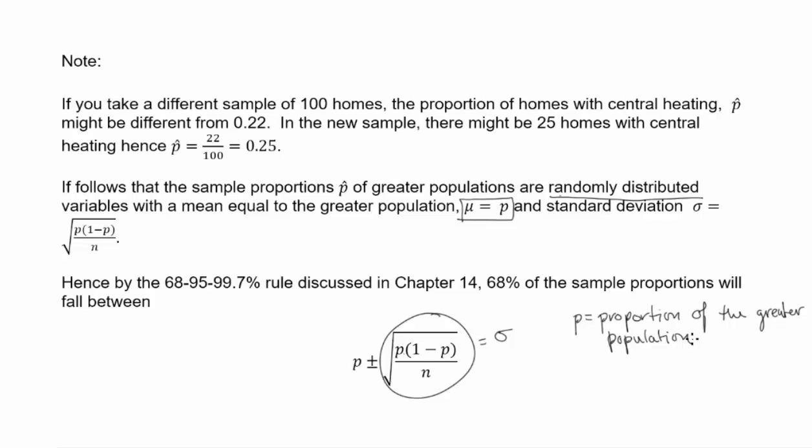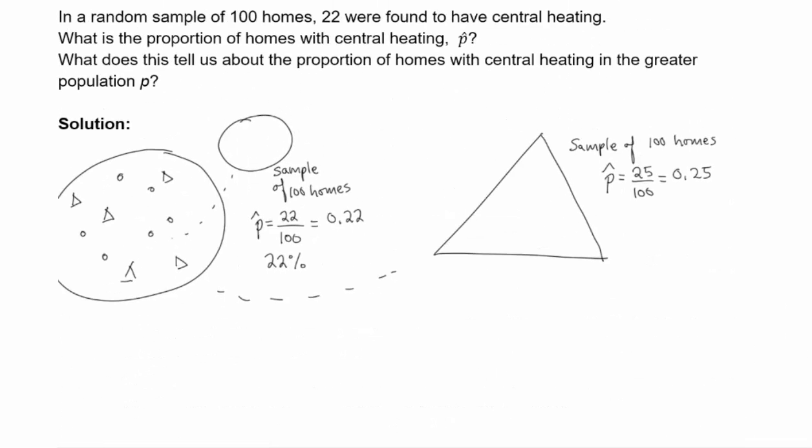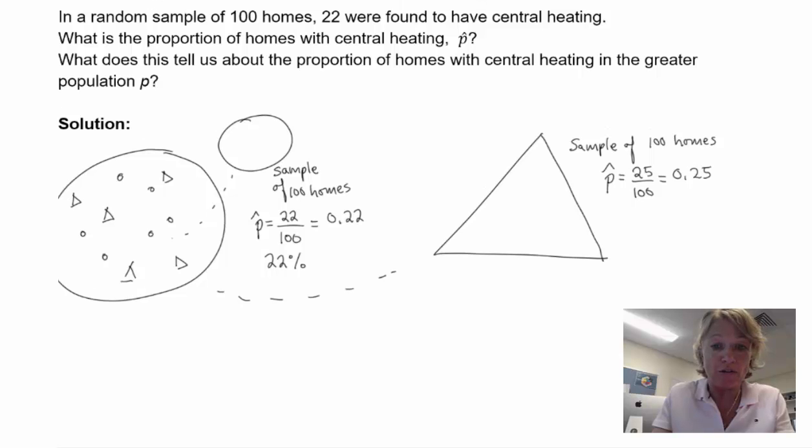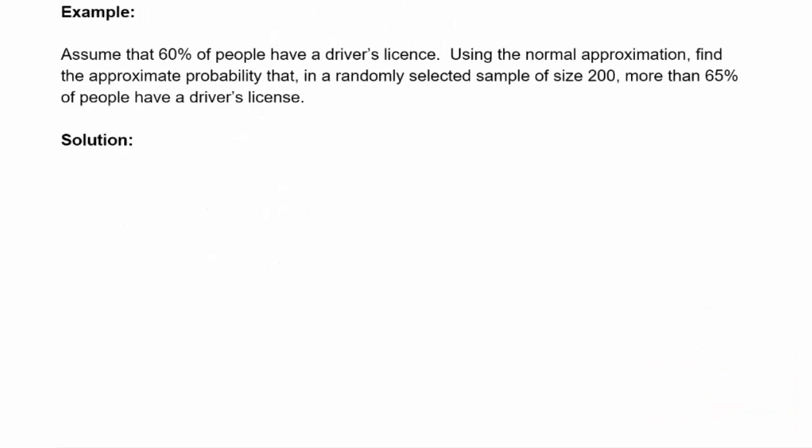So to answer the question above, what does this tell us about the proportion of homes with central heating in the greater population P? It doesn't. The answer, P hat equals 0.22, gives us one solution, so the sample proportion for one random sample from the greater population.